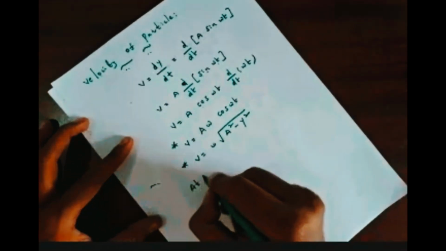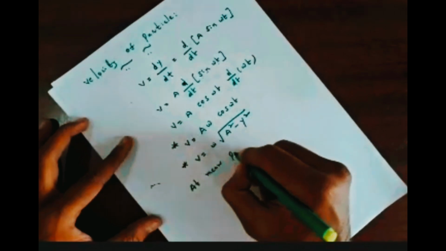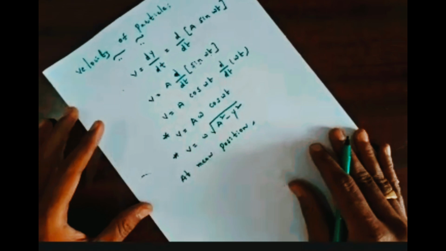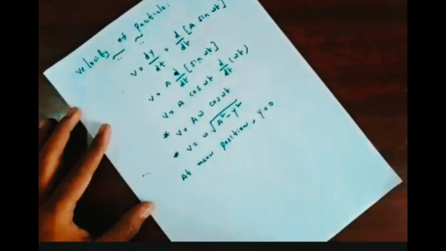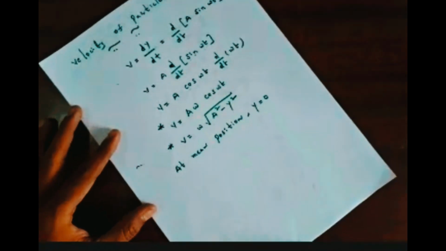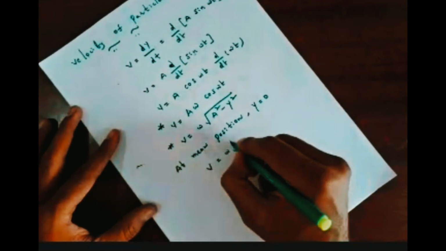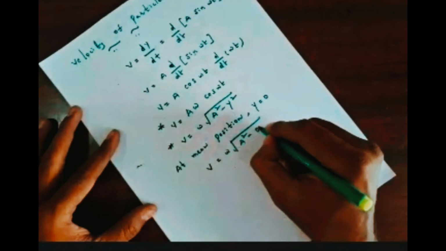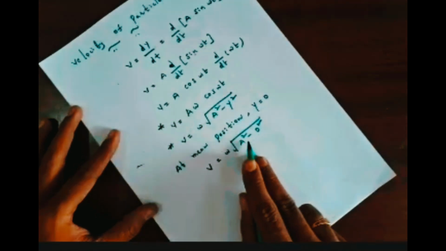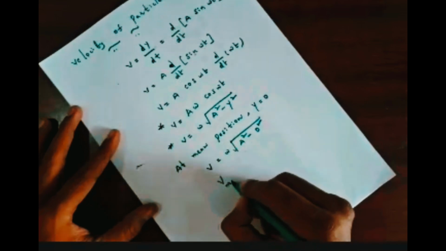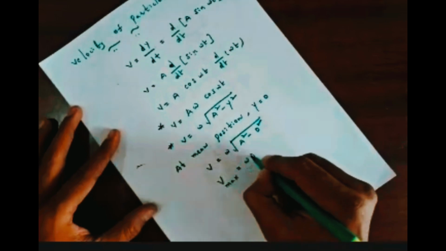Now, at mean position, what is the value? y = 0. Remember this. Mean position is the starting point, that is the origin. So y = 0. Now v = omega root over a square minus y square, that is a square minus 0 square, a square under square root. So that is v max. We call it v max, equal to omega a.